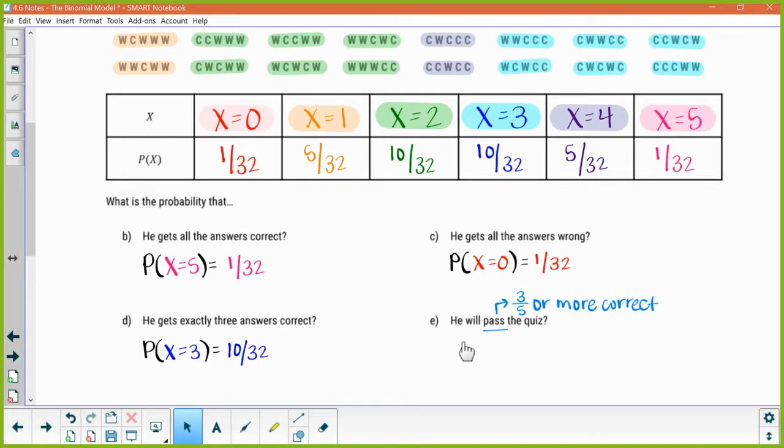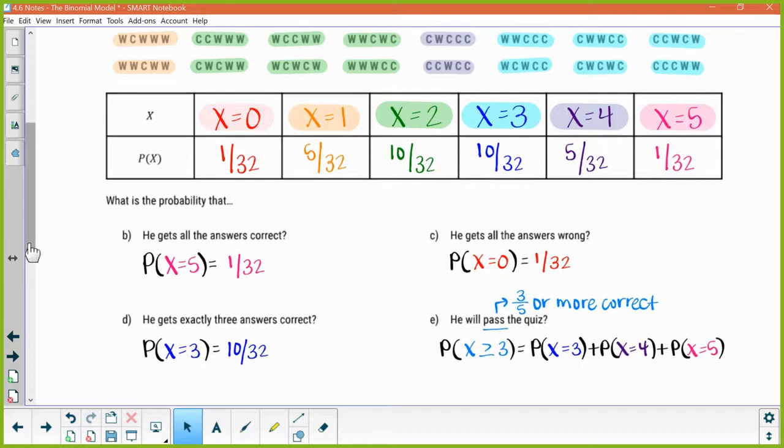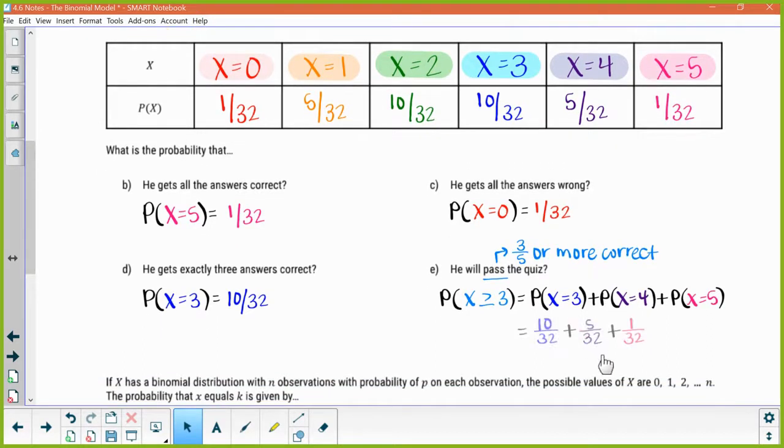So we have the probability that x is greater than or equal to 3, which if you recall from what we did with probability distributions at the beginning, all we have to do is take each individual probability and add them together. Probability of x is equal to 3 plus probability of x is equal to 4 plus probability of x is equal to 5, which I just take all of those fractions, add them together, and that's going to give me 16 out of 32 or 1/2. There's a 50% chance he will pass the test.